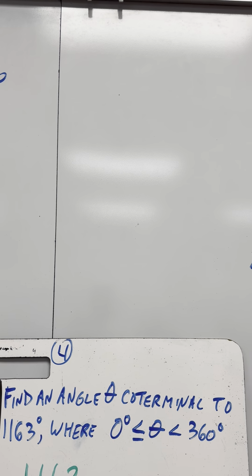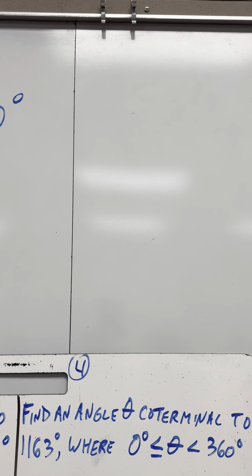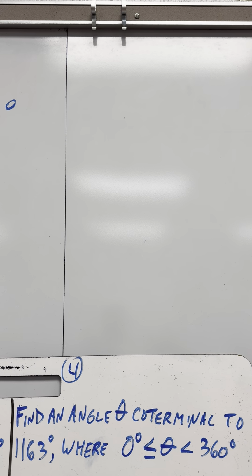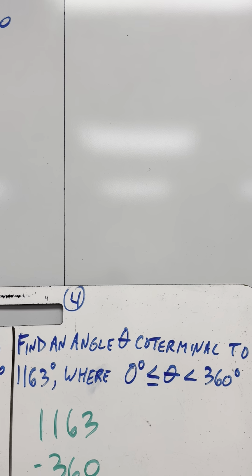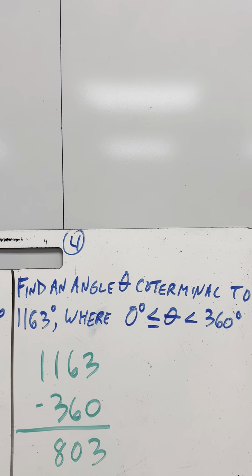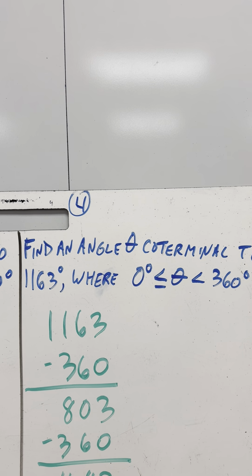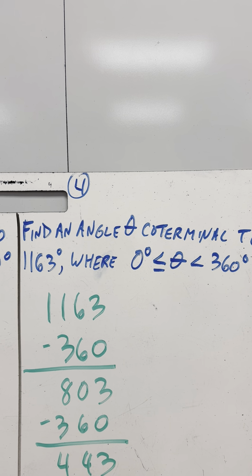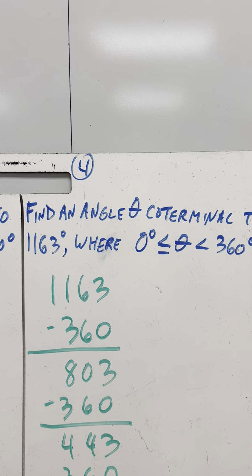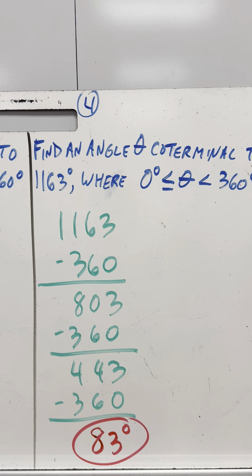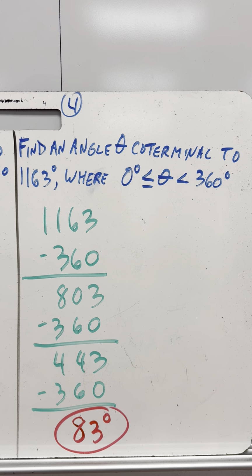Find an angle theta coterminal with 1,163. Okay, minus 360, 803. Still too high. Minus 360, 443. Still too high. Minus 360, 83. There you go.